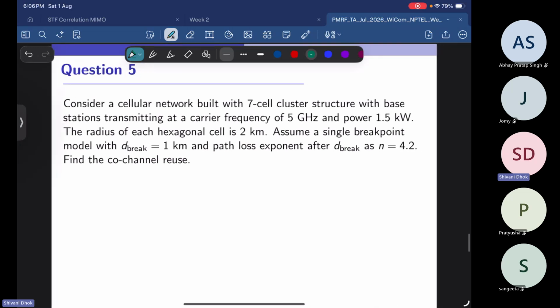So the question here says that consider a cellular network built with 7-cell cluster structure with base stations transmitting at carrier frequency of 5 gigahertz and power of 1.5 kilowatt.